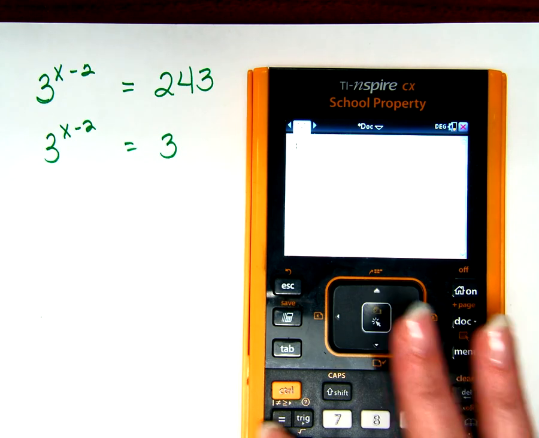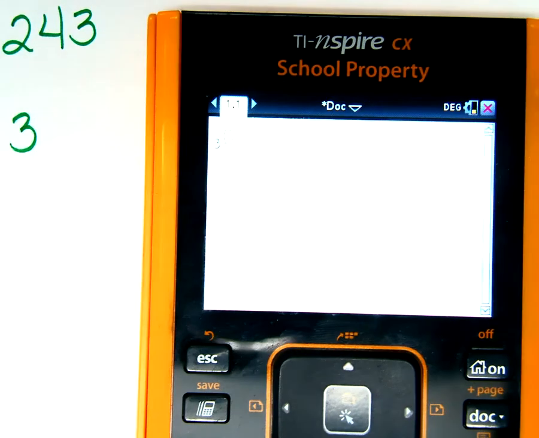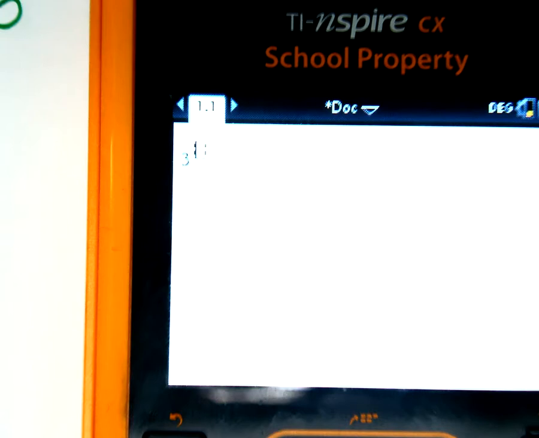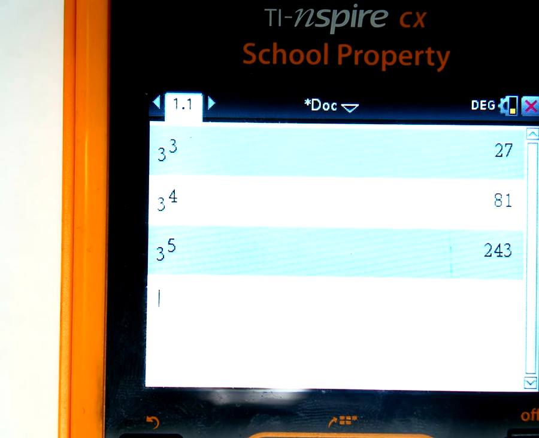3 raised to the second, I already know, so I'm not even going to try that one, right? Because that's 9. What if I did 3 raised to the third? Well, that's 27. 3 raised to the fourth? Well, that's 81. 3 raised to the fifth? Ooh, that's what I need, right?